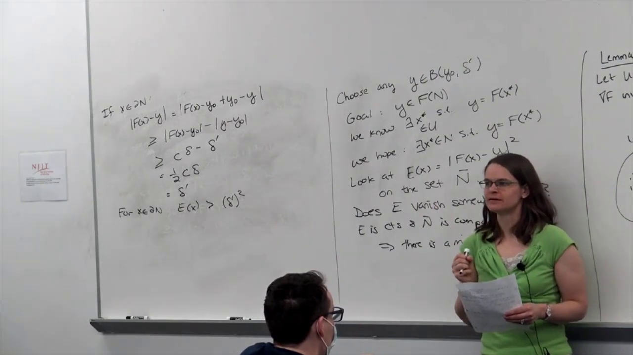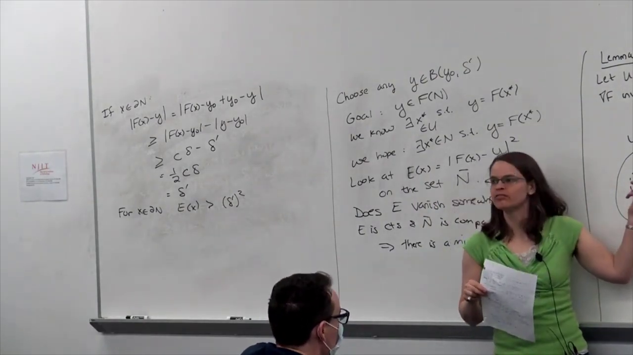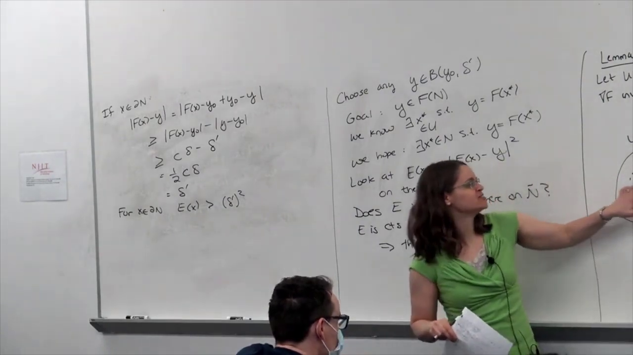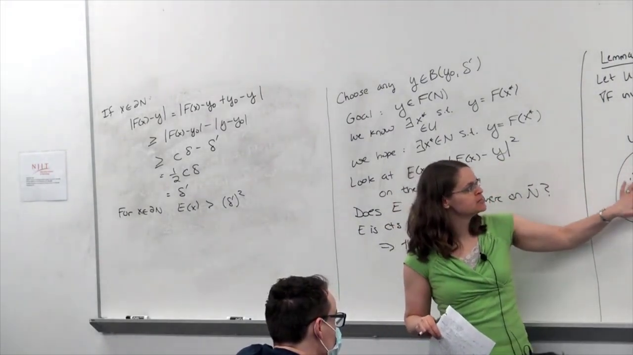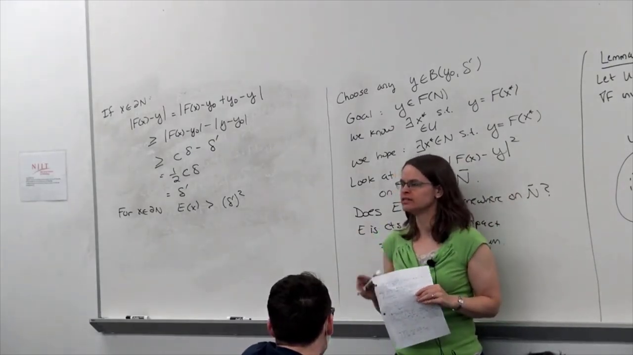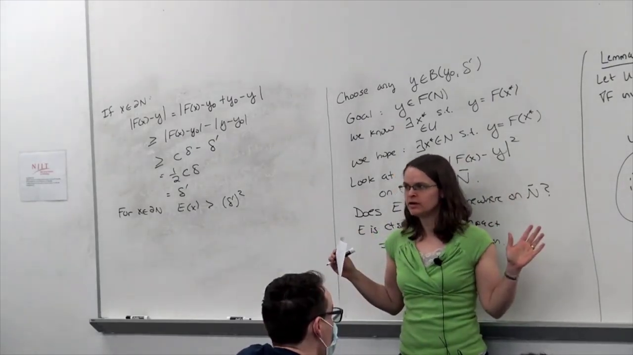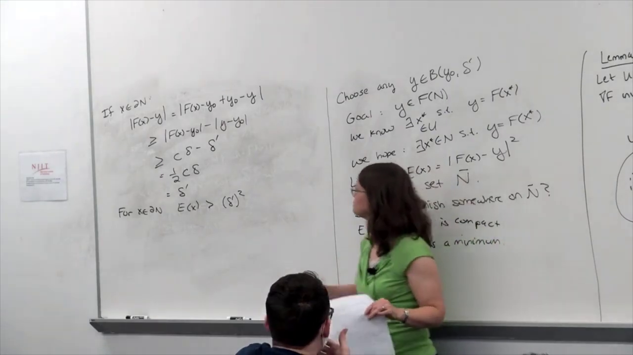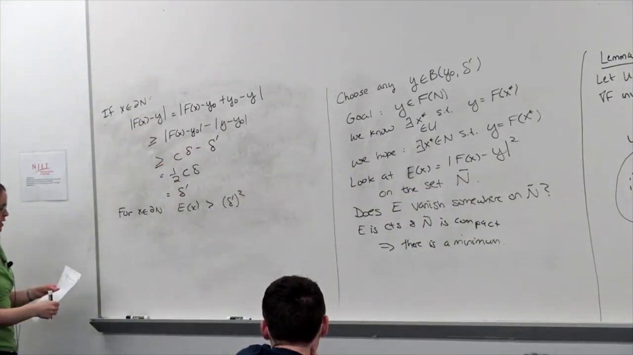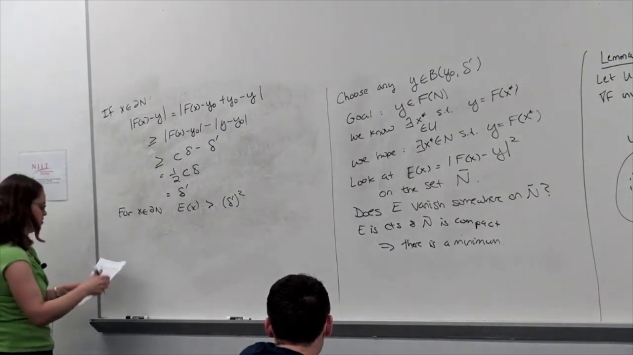Yeah, y naught or x naught, I guess. I was pointing to that picture while I was talking, but indeed E is defined on x. So what I want to do is show that E of x naught gives me a smaller value than that. It doesn't mean that x naught is the minimizer. It just means that this is certainly not the minimizer, right? Okay, so let's see what E of x naught gives me.